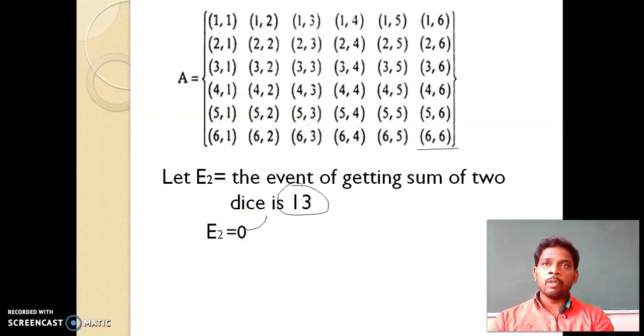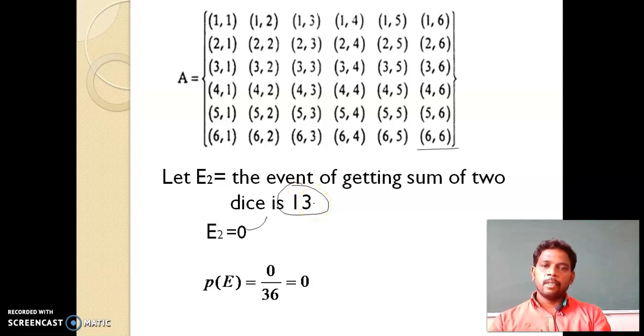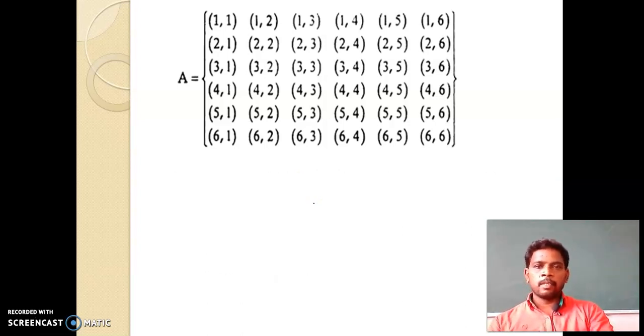One of the properties is the probability of an impossible event, which is 0. Here, 13 is not possible, so that is an impossible case. Therefore the probability of this particular event is 0. So 0 by 36 equals 0, right? And look at the next one.